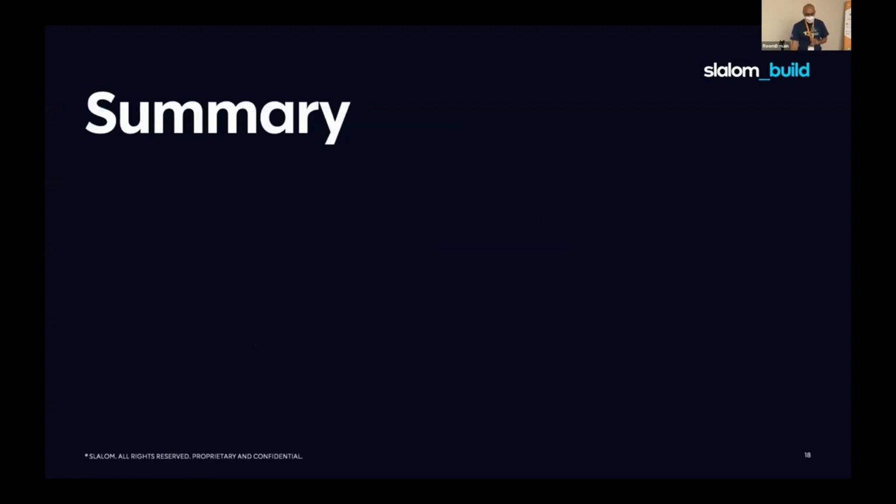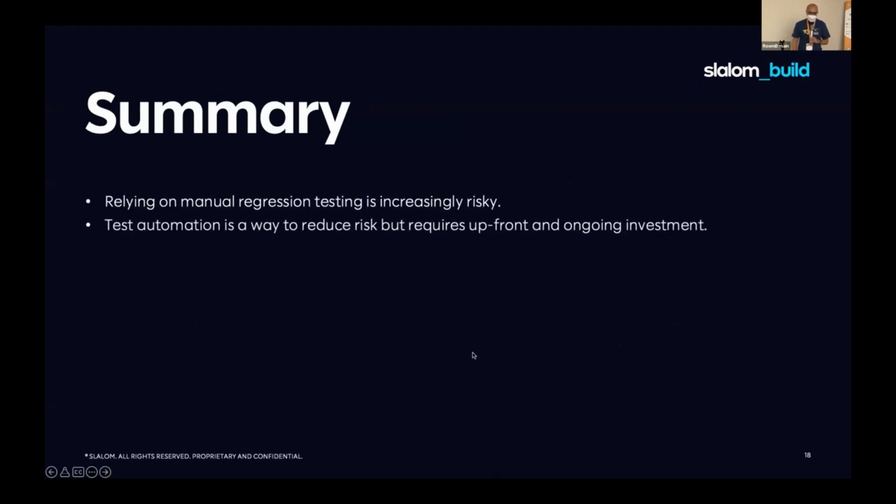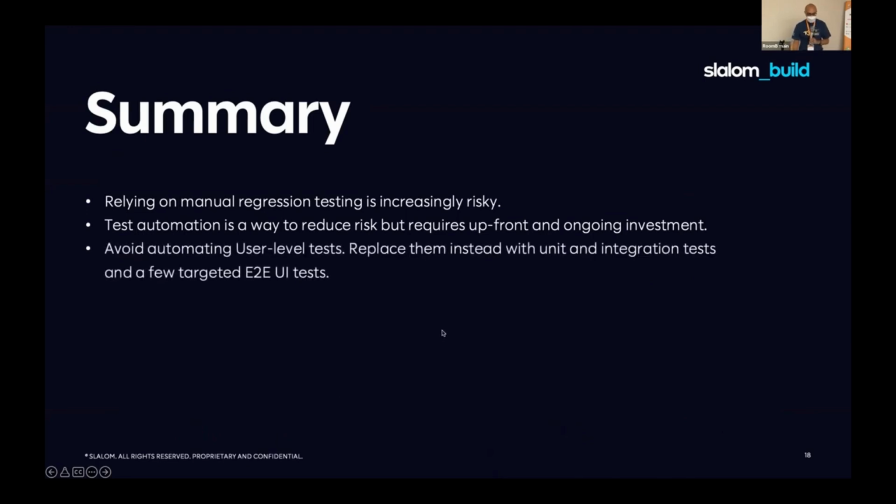So in summary, relying on manual regression testing leads to ever-growing risk to team velocity and product release. Though it may take time and money up front, test automation is a way to reduce this risk, and the more it's run, the greater the return. It's better to replace manual tests with a combination of unit, integration, and end-to-end UI tests. And a model like the one we've used here can help estimate the value of test automation in a way that's visual and understandable to non-technical stakeholders.